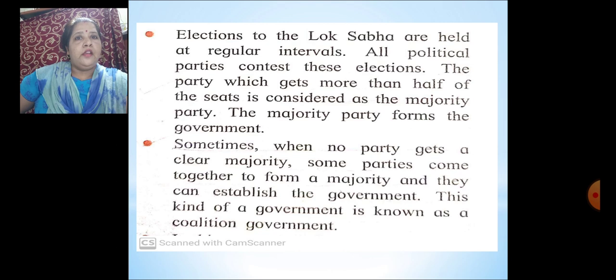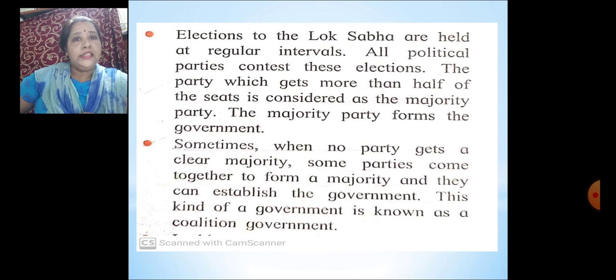Sometimes what happens, after the election is over, after the vote counting is over, is that we come to know that none of the parties have got more than half of the seats. In such a case, what happens? It becomes impossible to find out who is the majority. So some parties come together to form a majority and they can establish the government. This kind of government is also called a coalition government.